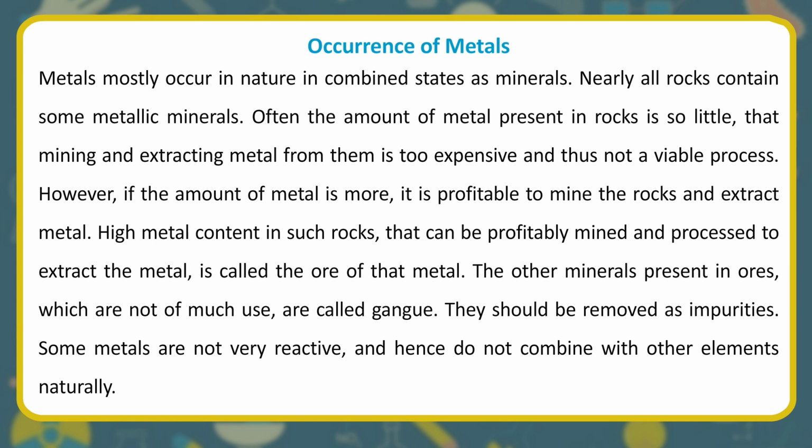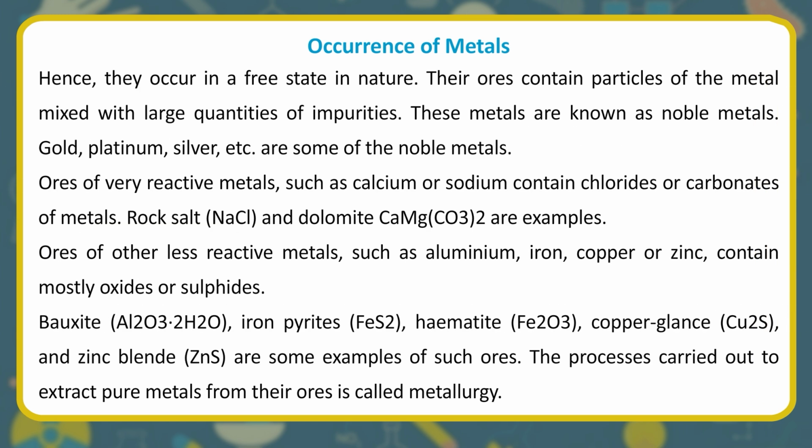Some metals are not very reactive, and hence do not combine with other elements naturally. Hence, they occur in a free state in nature. Their ores contain particles of the metal mixed with large quantities of impurities. These metals are known as noble metals. Gold, platinum, silver, etc. are some of the noble metals.